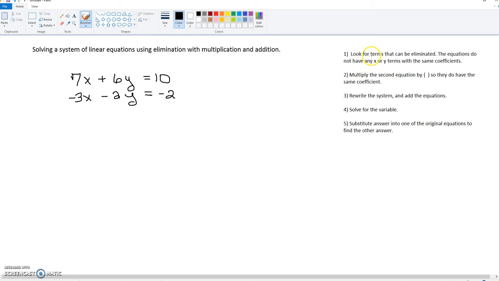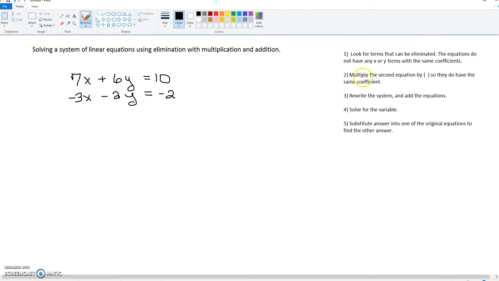So in this case, it says to look for terms that can be eliminated, okay? Which means cancel. We're wanting to cancel terms. So we're treating this like a big addition problem. So the equations do not have any x and y terms with same coefficients. Notice this is a 7 and this is a -3. They can't cancel. This has got a 6 and a -2.